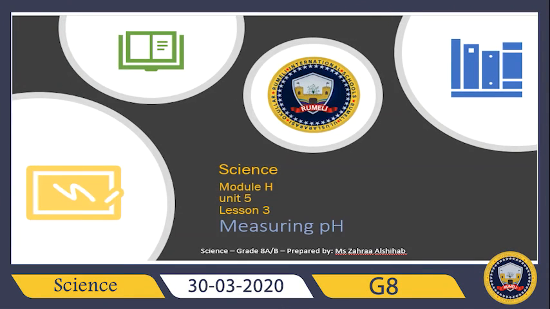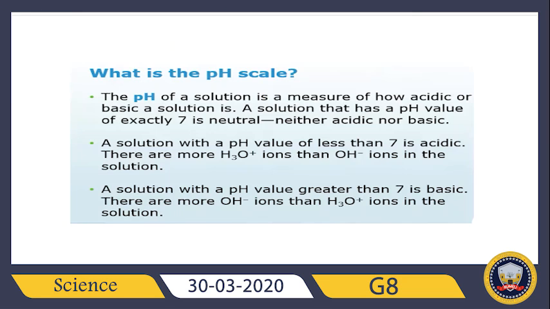Lesson in Unit 5. So let us start, guys. What is the pH scale is our main question in this lesson. The pH of a solution is a measure of how acidic or basic a solution is. According to that, guys, a solution that has a pH value of exactly 7 is neutral. So this solution is neither acidic nor basic.